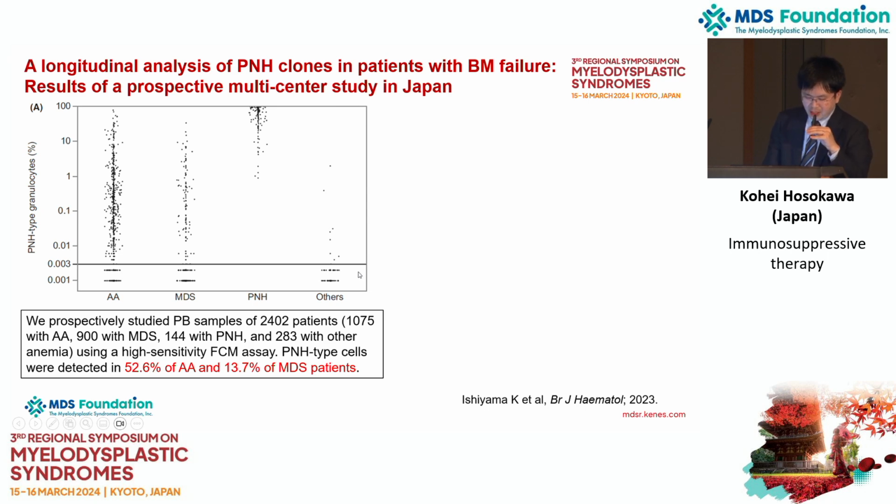And this is another prospective multi-center study in Japan. Peripheral blood samples of more than 2,000 patients were assessed using a high sensitivity flow cytometry assay for detecting PNH type cells. PNH type cells were detected in about half of the aplastic anemia patients and 13 to 17% of the MDS patients.